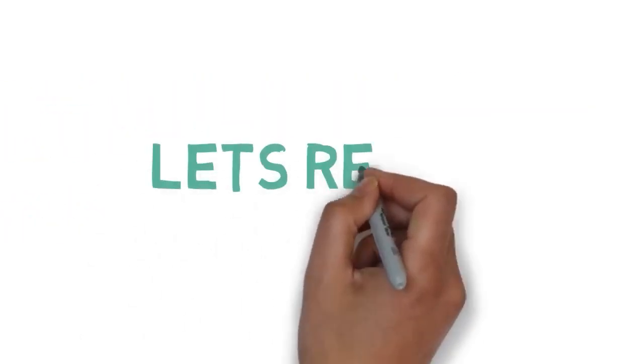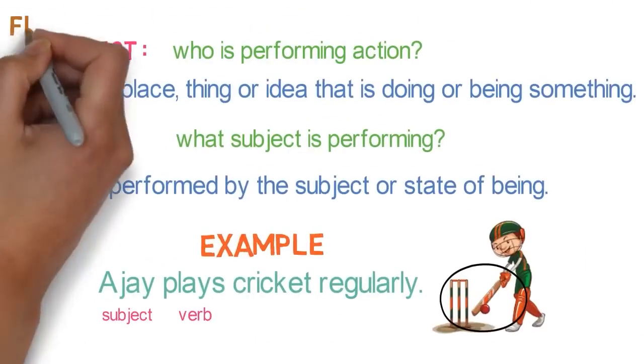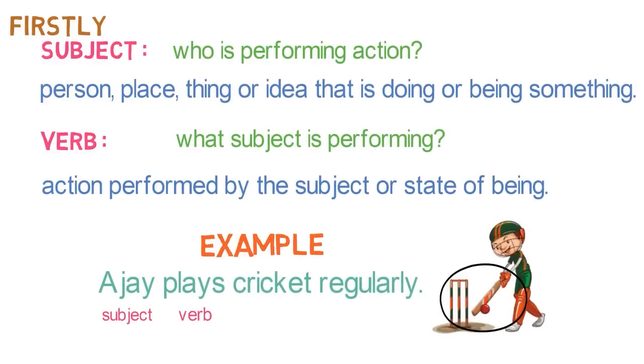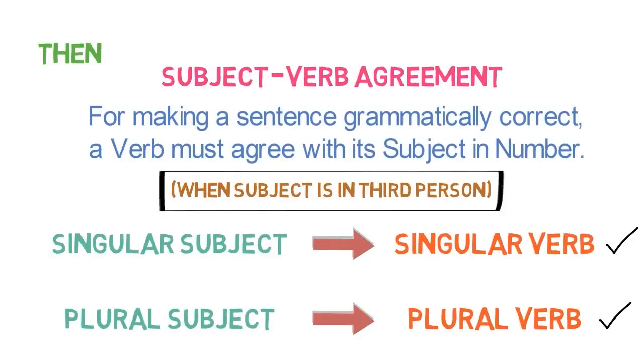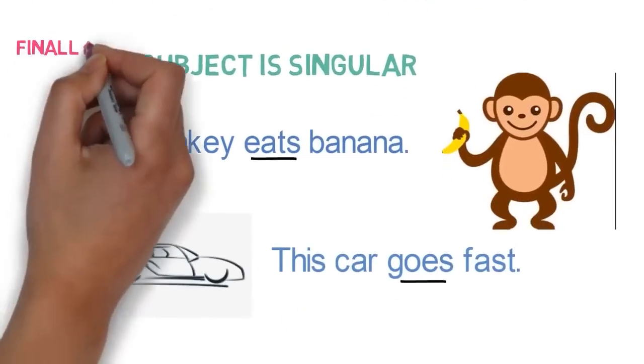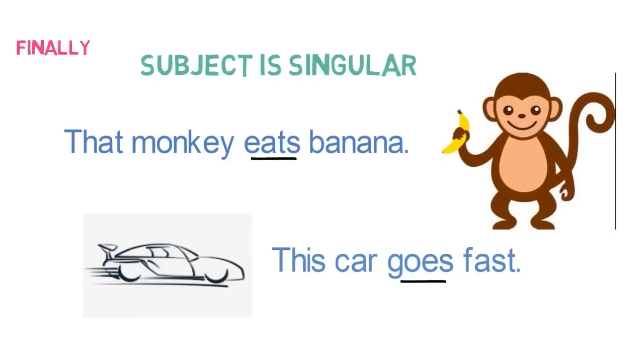Let's quickly revise what we learned in this lesson. Firstly, we understood what is subject and verb in a sentence. Then, we understood how to identify subject and verb in any sentence. Then, we understood what is subject-verb agreement. Finally, we went through some examples of the general rule of subject-verb agreement.